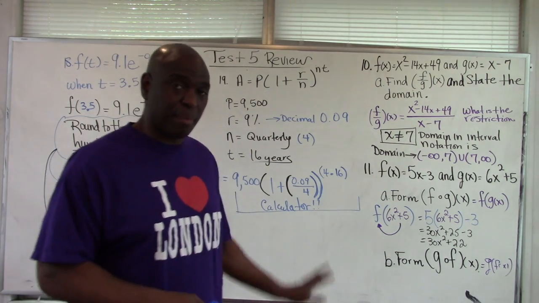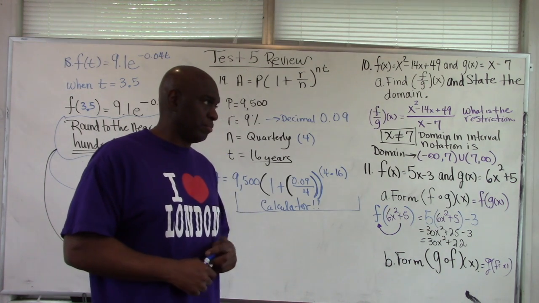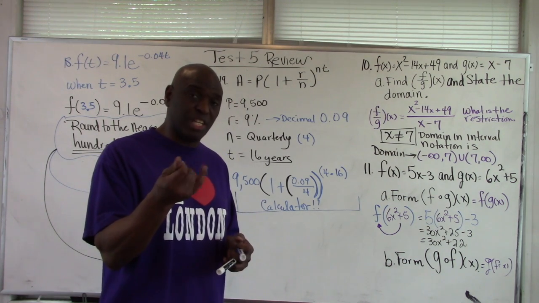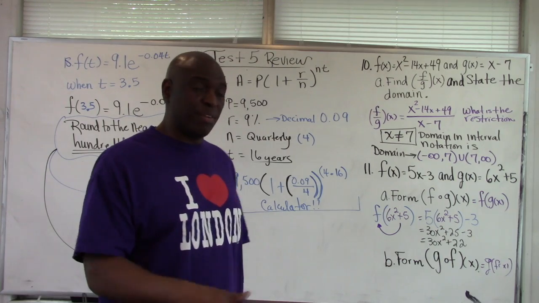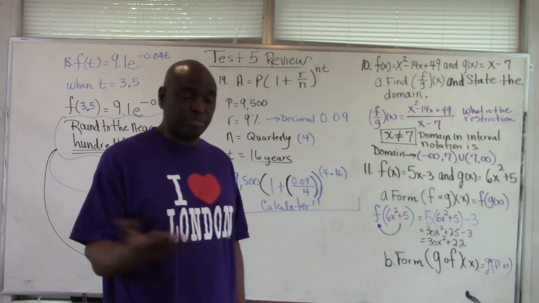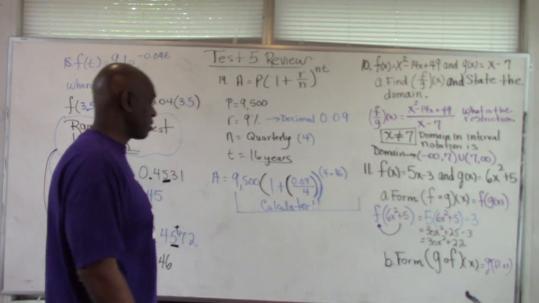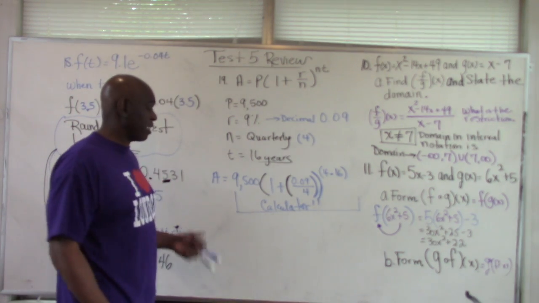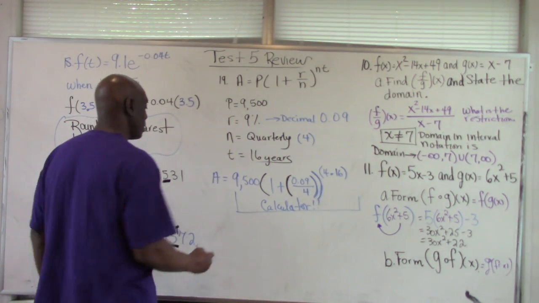Why? Because this is talking about money. And the nearest hundredth represents change, cents. 50 cents, 30 cents, 23 cents, etc. So that's calculator as well. And the same with number 20.